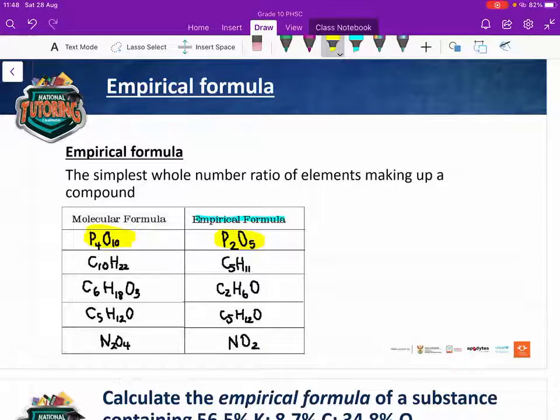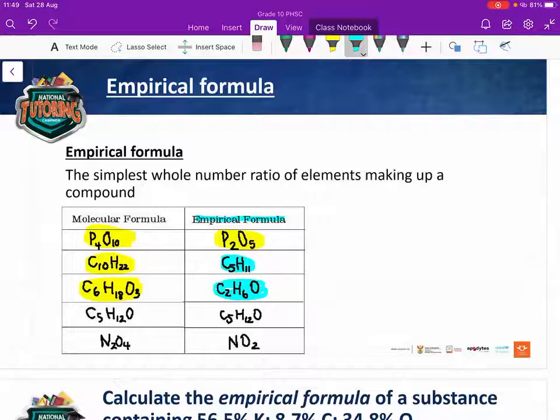And you can look at these other examples. C10H22, the simplest formula would be C5H11, because 2 can go into both 10 and 22. Same thing with this one, C6H18O3. What can go into all of those? 3. Okay, 3 can go into 6 twice, into 18 6 times, and into 3 once. So then we get a nice simple empirical formula of the atoms within that formula.